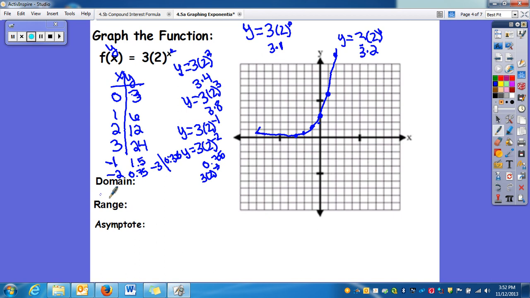Alright. So the domain, remember, domain is always all reals. Domain is always all reals for exponential functions. We did that on the previous slide. The range, notice I'm going from here up on the y. So my range is y is greater than 0. My graph never touches 0. And then the asymptote, the imaginary boundary line, is at 0. It's intersecting the y-axis, so the equation is y equals 0.